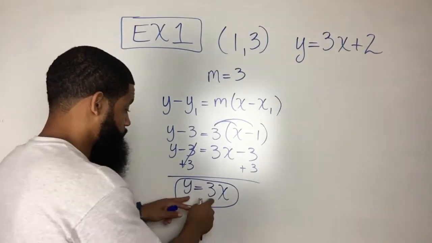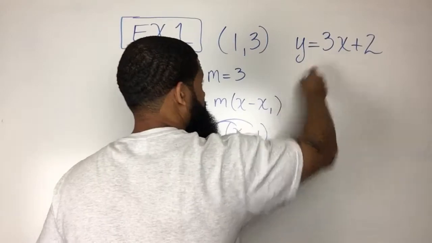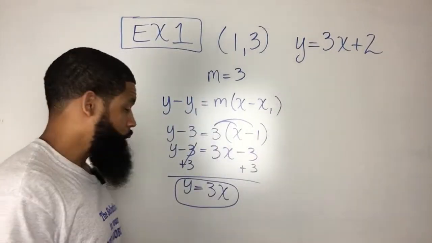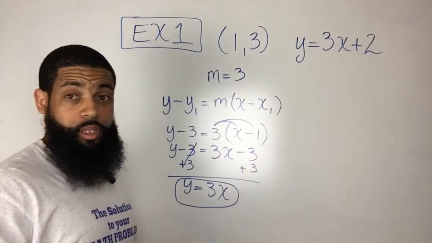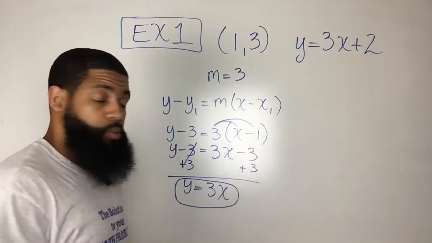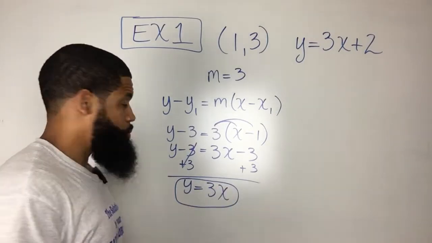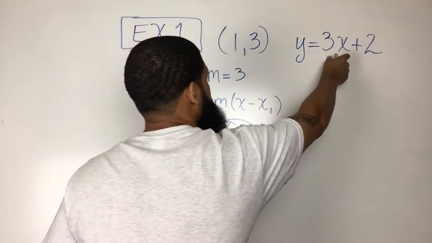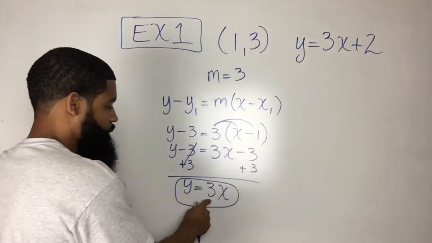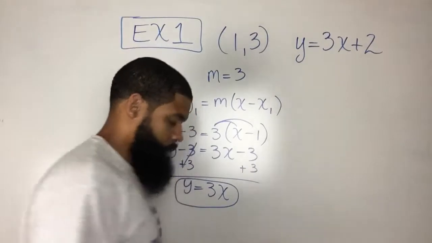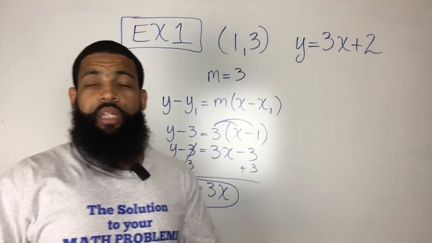Now, I know that this line is parallel to this line because they have the same slope. This one, the y-intercept is 0 because there's no number after the 3x. But they're still parallel because this one has a slope of 3 and that one has a slope of 3. All right, now that's using the point-slope formula.